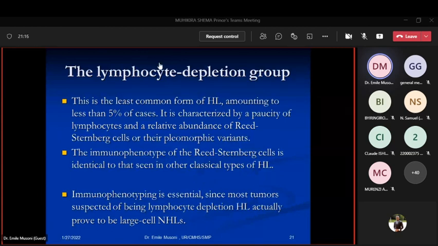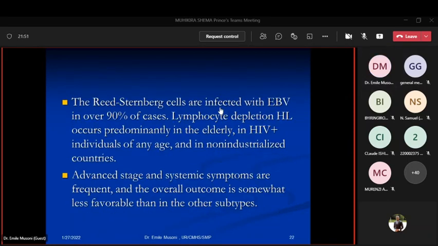Lymphocyte depletion group is the least common form of Hodgkin lymphoma, amounting to less than 5%, characterized by a paucity of lymphocytes and relative abundance of Reed-Sternberg cells in their pleomorphic variant. The immunophenotype of Reed-Sternberg cells is identical to that seen in other classical types of lymphoma. Immunophenotyping is essential since most tumors are affected by lymphocyte depletion. In this case, Reed-Sternberg cells (LIS) are affected by EBV, Epstein-Barr virus.